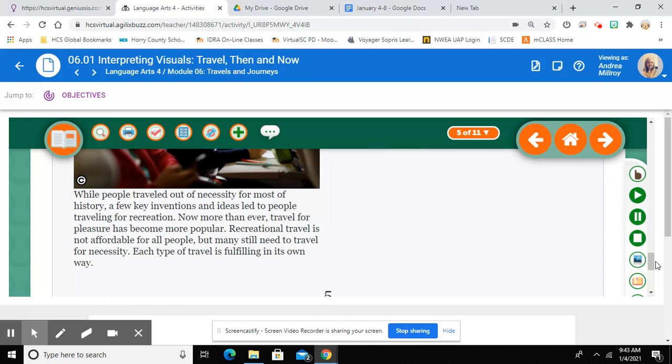While people traveled out of necessity for most of history, a few key inventions and ideas led to people traveling for recreation. Now more than ever, travel for pleasure has become more popular. Recreation travel is not affordable for all people, but many still need to travel for necessity. Each type of travel is fulfilling in its own way.